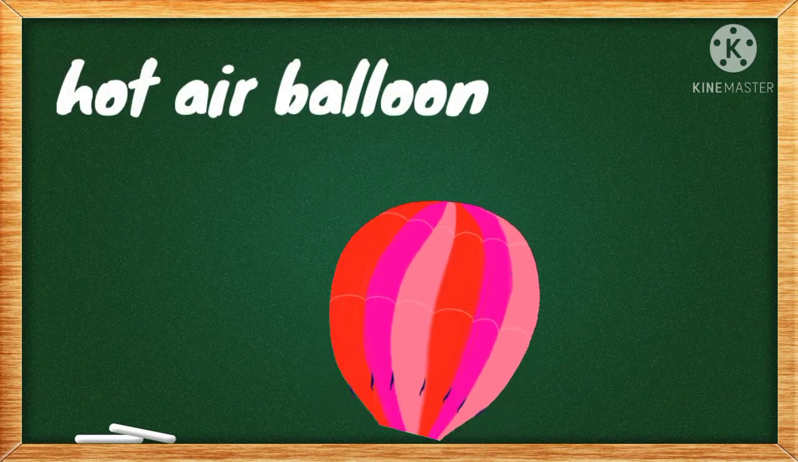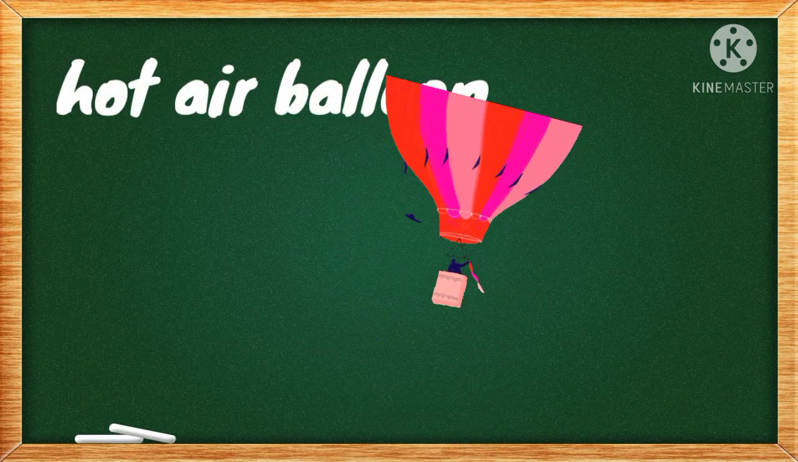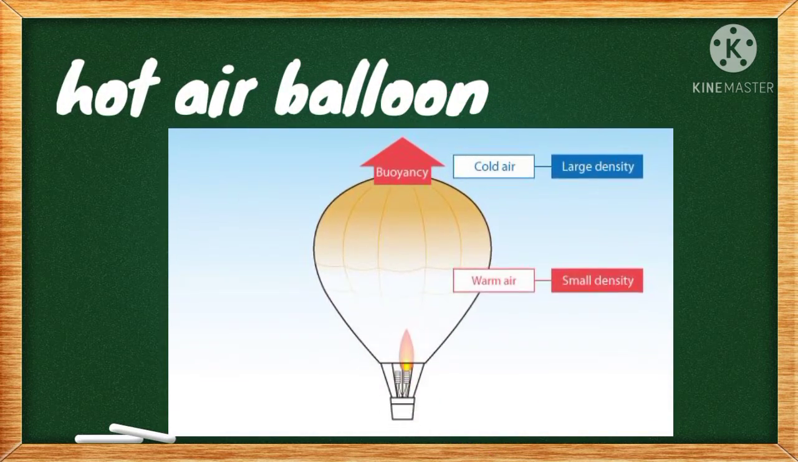The fourth example is the hot air balloon. A heater inside the balloon heats the air and so the air moves upward. This causes the balloon to rise because the hot air gets trapped inside. When the pilot wants to descend, he releases some of the hot air and cool air takes its place, causing the balloon to lower.